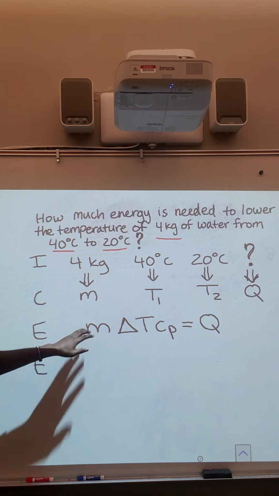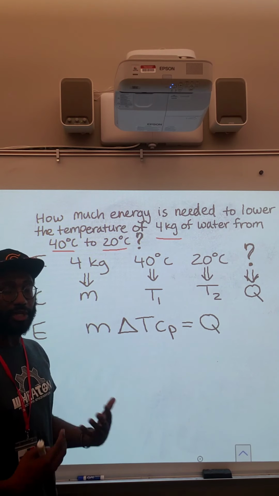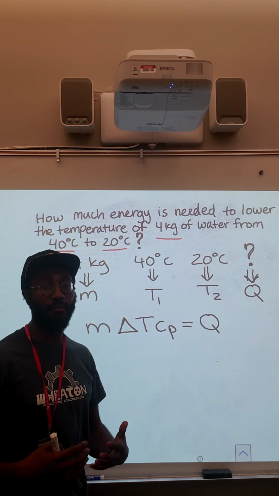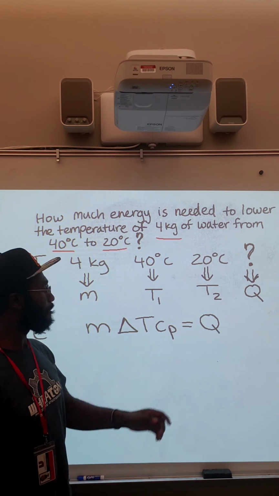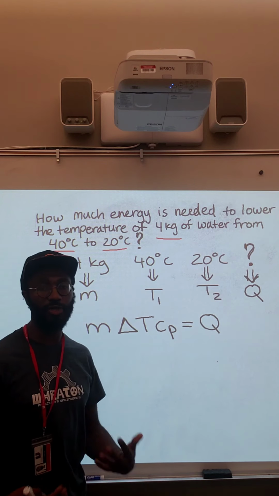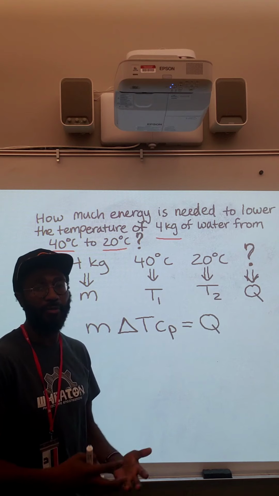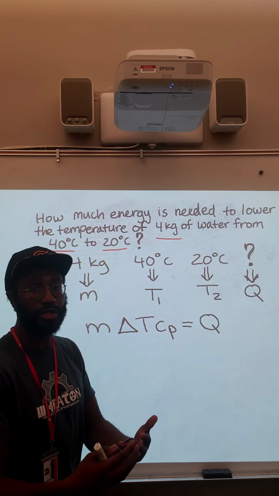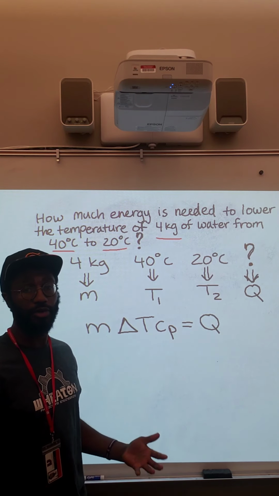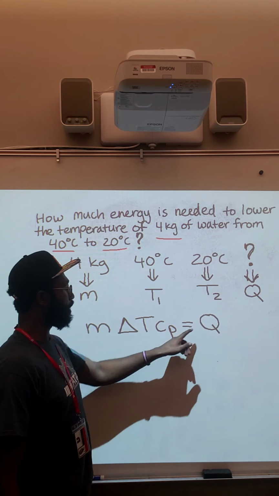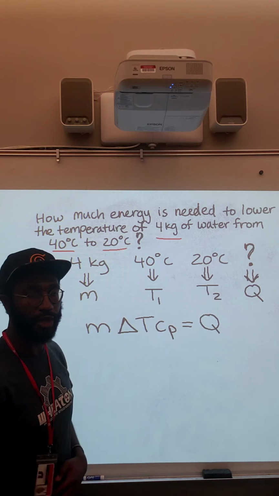Okay, now M is the mass of the material. Delta T is how much that material changes temperature. And then C sub P is the specific heat capacity, so how much energy does it take to heat up that material by 1 degree Celsius, or change temperature by 1 degree Celsius, or 1 Kelvin? And then Q again is our thermal energy.